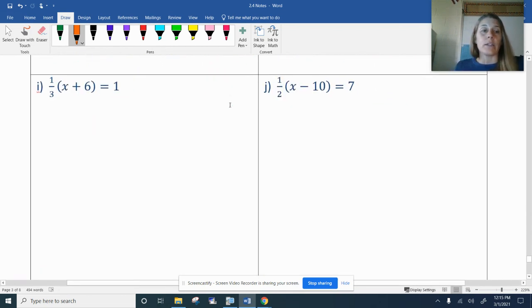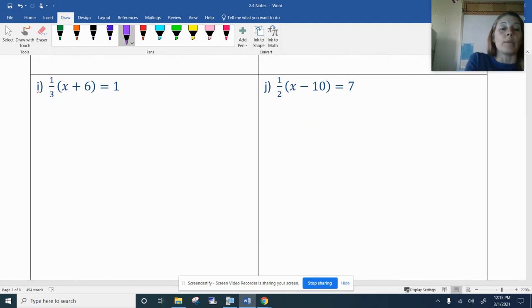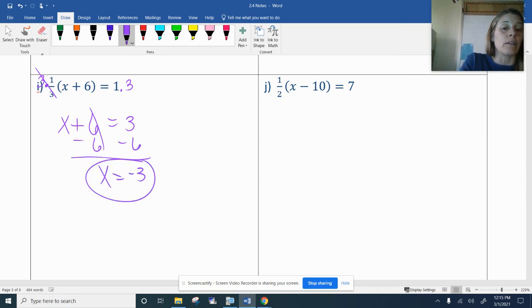Okay, and then the last two, these ones, even though the constant, the 6, is divisible by 3, this is a 1x, and 1 is not divisible by 3. Over here, 10 is divisible by 2, but the 1 is not. So you really have a choice. It doesn't matter. Again, you can use whatever method. I'm going to do reciprocal because I'd rather get rid of the fraction from the beginning. So now I have x plus 6 equals 3. Subtract 6. X equals negative 3.